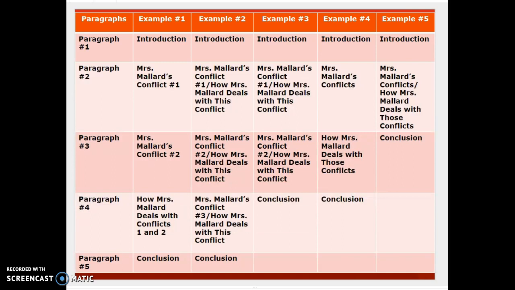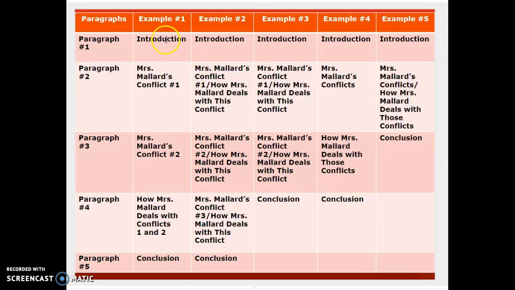Finally, a couple of suggestions for you on how you might structure your essay. There are five different ways you could potentially go about writing this essay. Option 1 would be for you to start out with an introduction, and you'll notice no matter which option you choose, you're always going to have to start with an introduction.